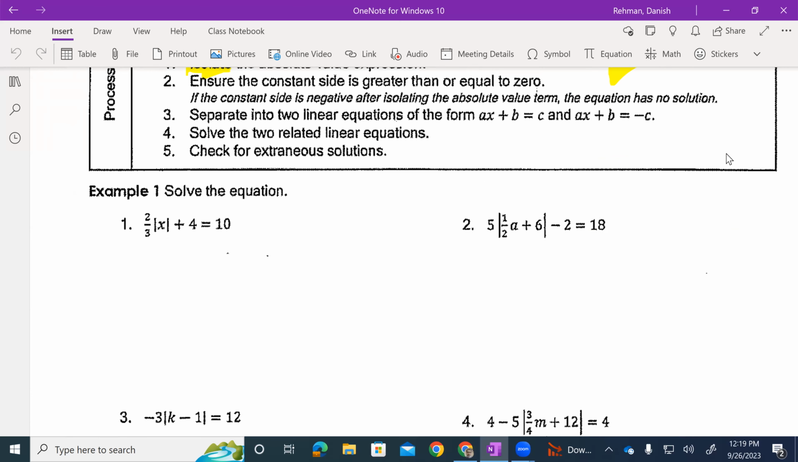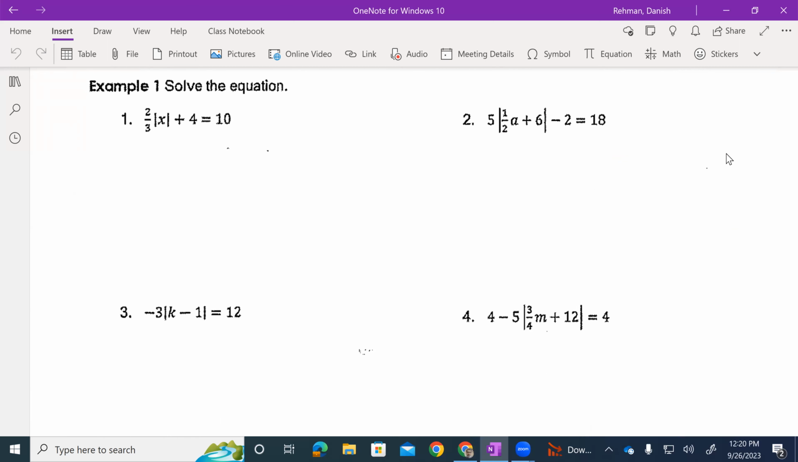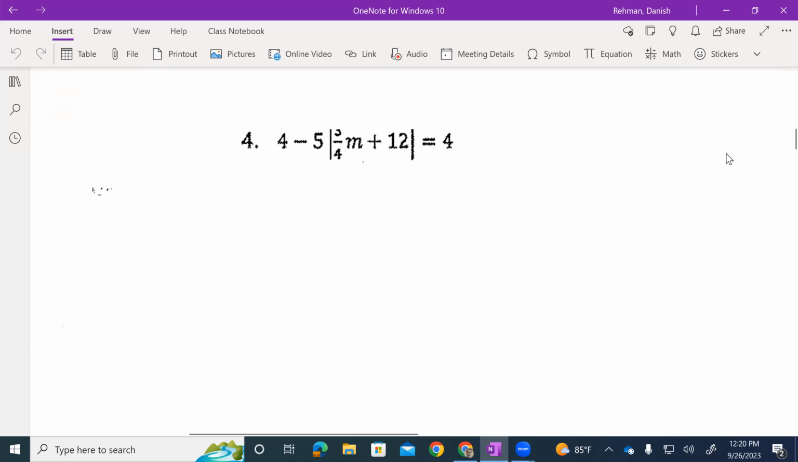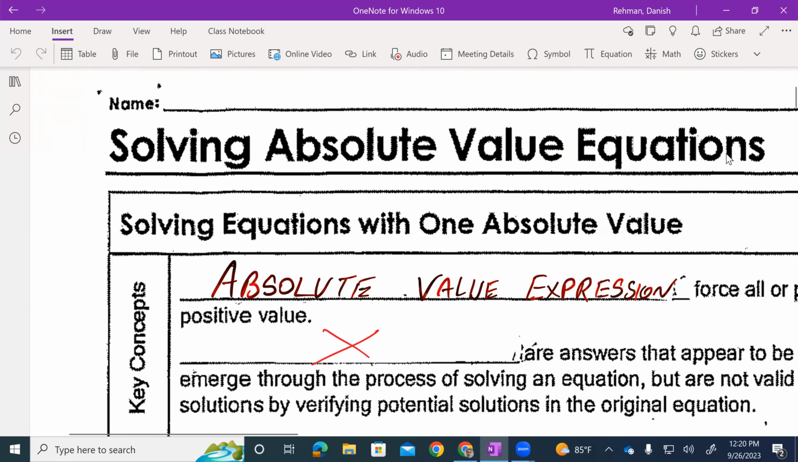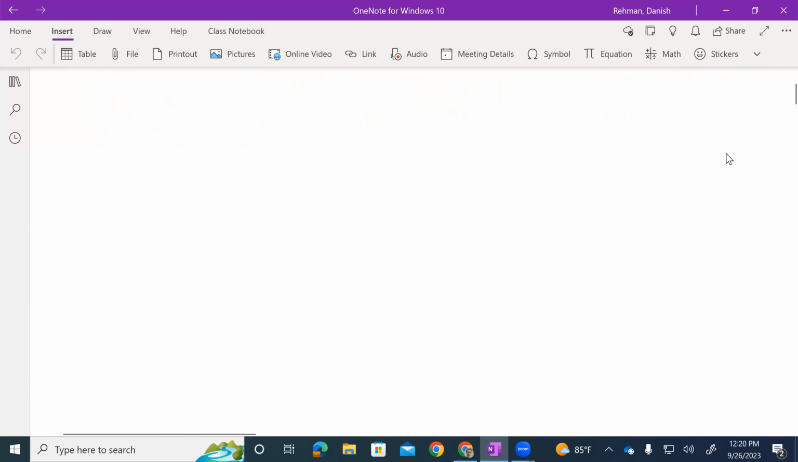I will now solve one of these questions for you. Which one do you want me to solve? Tell me. Number 4? Okay. So number 4 here, let's try to solve this. First of all, which one is the absolute value expression here? Can you tell me? Which one here?